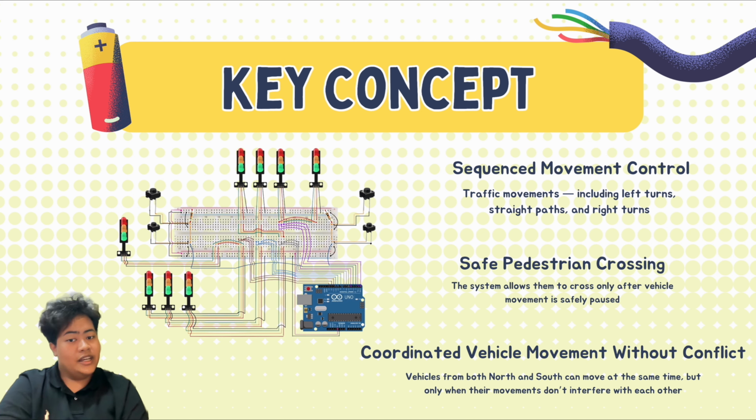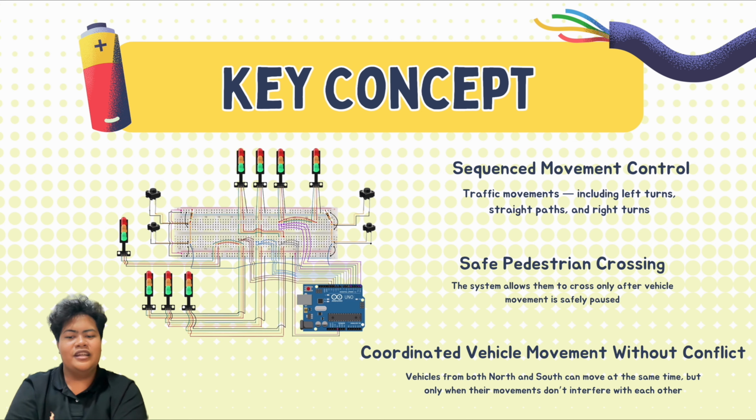Here are the three key concepts behind the design. First one is movement control. Vehicle movements such as left turn, go straight, and right turn are handled to avoid collision between different types of traffic.